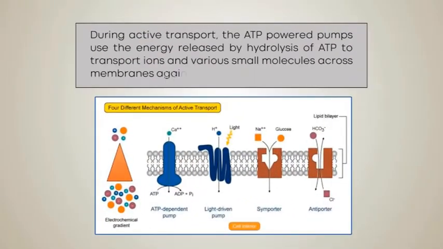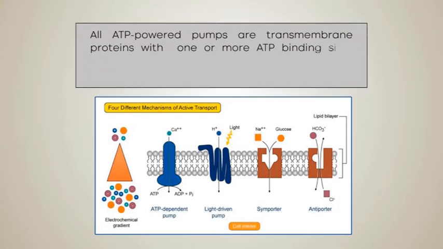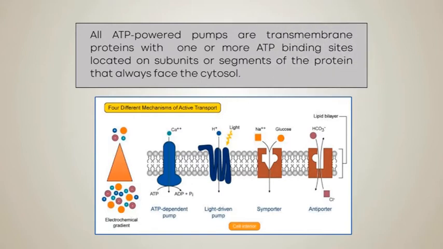So in this module, we will be learning about the four main classes of ATP powered pumps and their functions. During active transport, ATP powered pumps use the energy released by hydrolysis of ATP to transport ions and various small molecules across membranes against their concentration gradient. All ATP powered pumps are transmembrane proteins with one or more ATP binding sites located on subunits or segments of the protein that always face the cytosol.